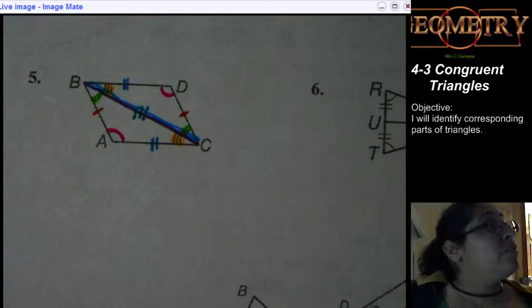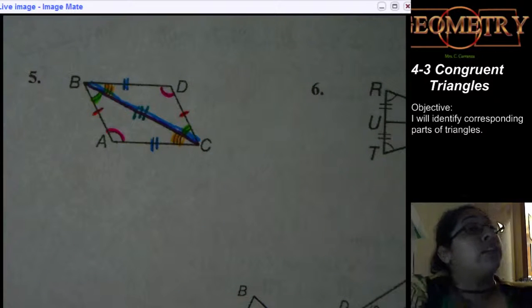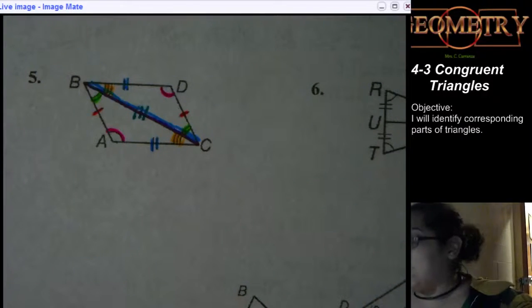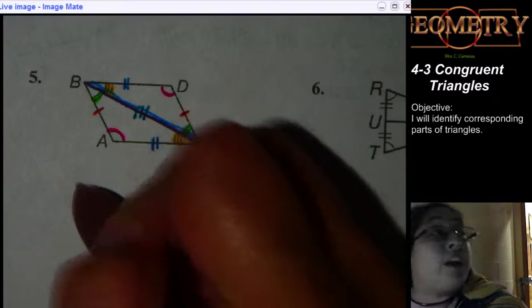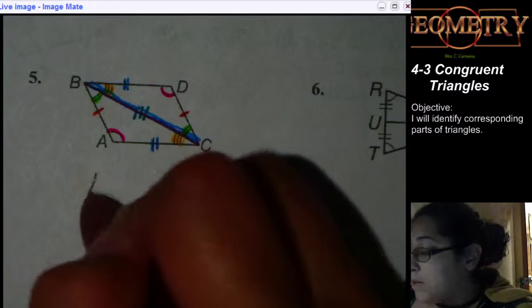So, do I have all the corresponding parts of these triangles congruent? Yes. Let's write the congruent statement. Jose, you're with me? Let's do it. Which triangle are we going to write first, the one on the bottom or the one on the top? The bottom. Okay. Name it.